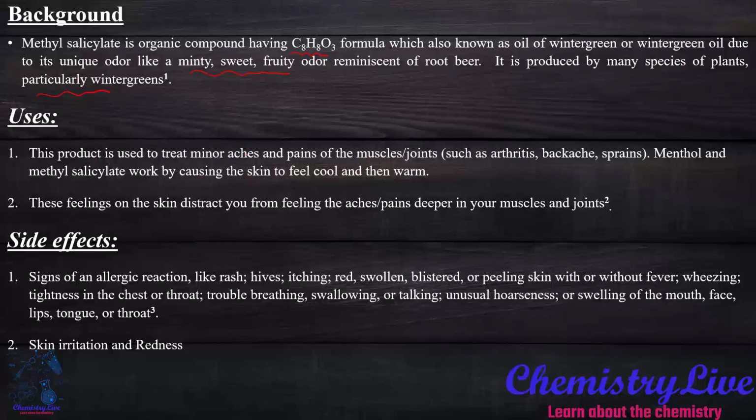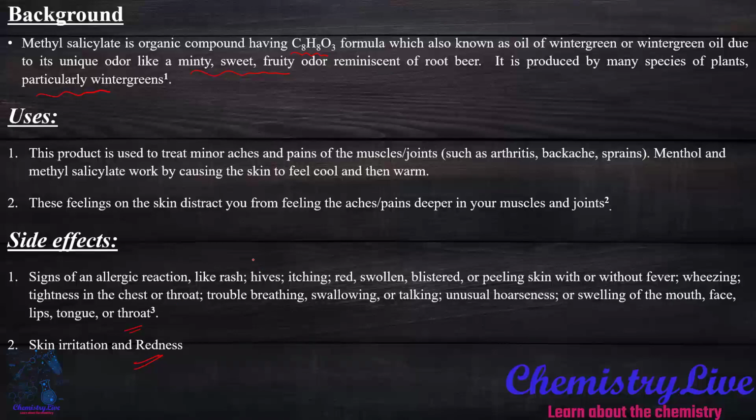The product is used to treat minor aches and pains of the muscles and joints, such as arthritis, backache and sprains. Methanol and methyl salicylate work by causing the skin to feel cool and then warm. This feeling on the skin distracts you from the ache and pain deeper in your muscles and joints. Signs of an allergic reaction are rashes, hives, itching, red swelling and blisters, which are the common signs. The more complicated side effect signs are skin irritation and redness. You may also have throat problems and swelling of the mouth and face.